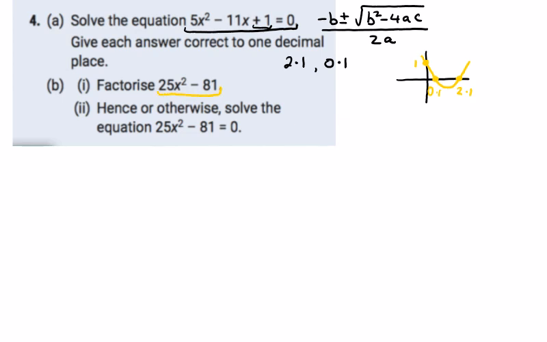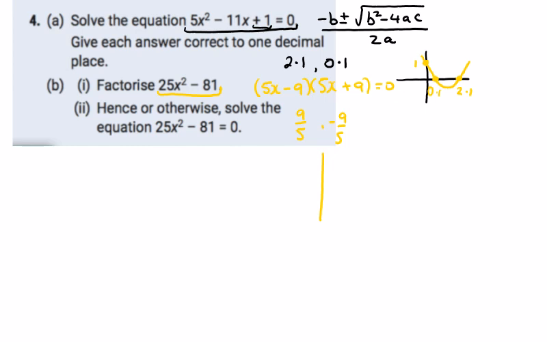Factorize and solve this guy. So we've no x term, so it's just the difference of two squares, 5x minus 9 by 5x plus 9. So our roots are 9 over 5 and minus 9 over 5.